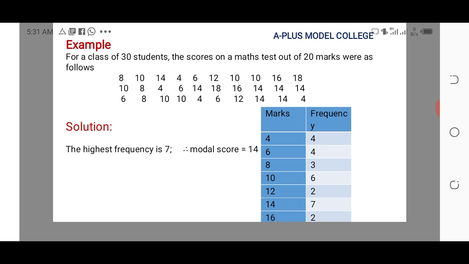So when you look at that, you can see that the one that has the highest frequency is 7. That is, the frequency of 7 is 14. So we can say the mode is 14.